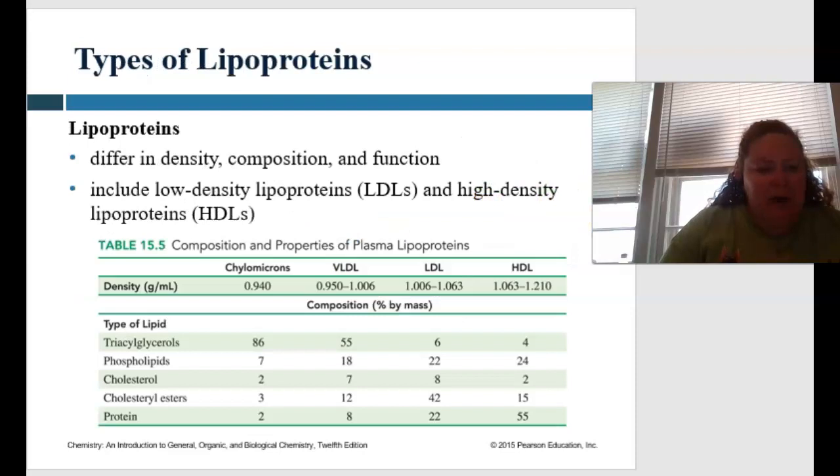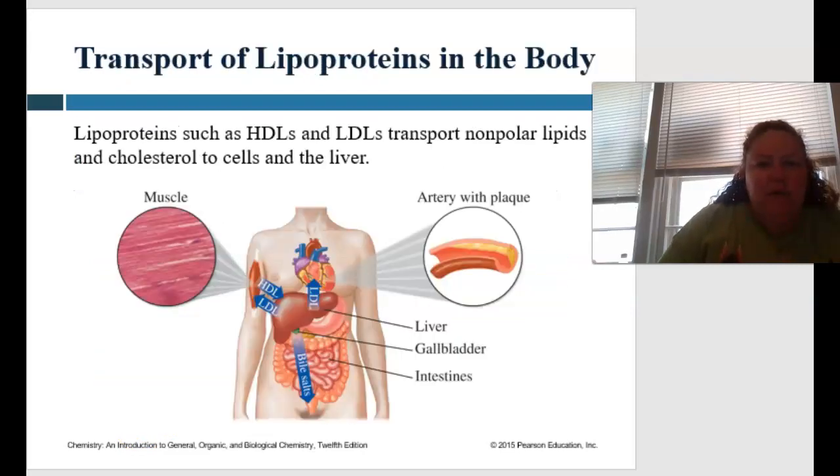So we have a couple different types of lipoproteins. They differ in density, composition, and function, and they include low-density lipoproteins, or LDLs, and the high-density lipoproteins, or HDLs. So you can see the difference in chylomicrons, the VLDLs, the LDLs, HDLs, the composition by mass of the different types of lipids in that table. So how do we transport these lipoproteins in the body? Well, lipoproteins such as HDLs and LDLs transport nonpolar lipids and cholesterol to the cells in the liver. You can just think of them like shuttles.